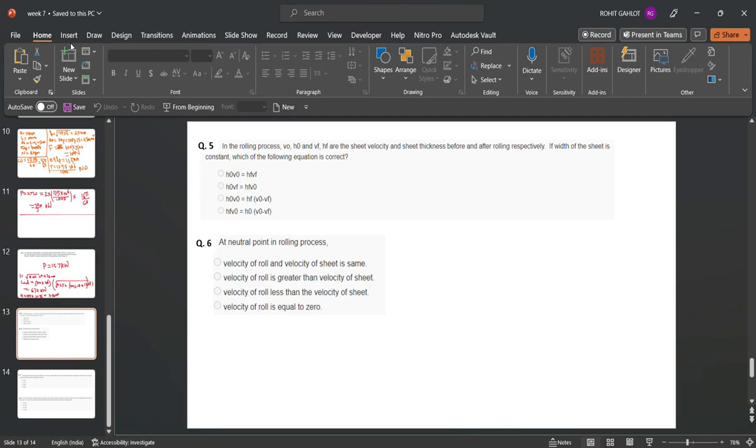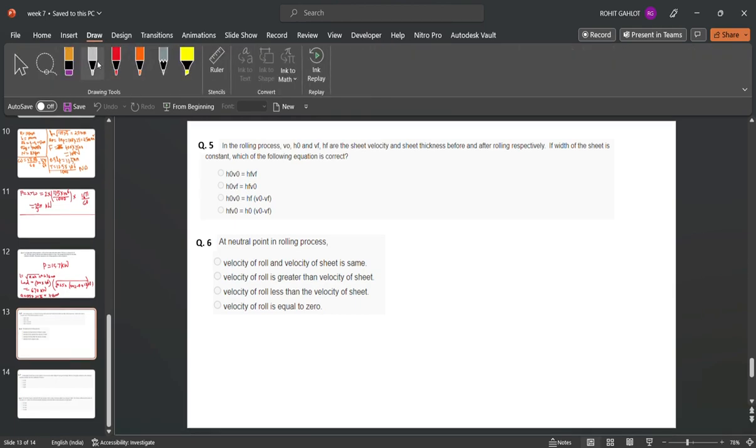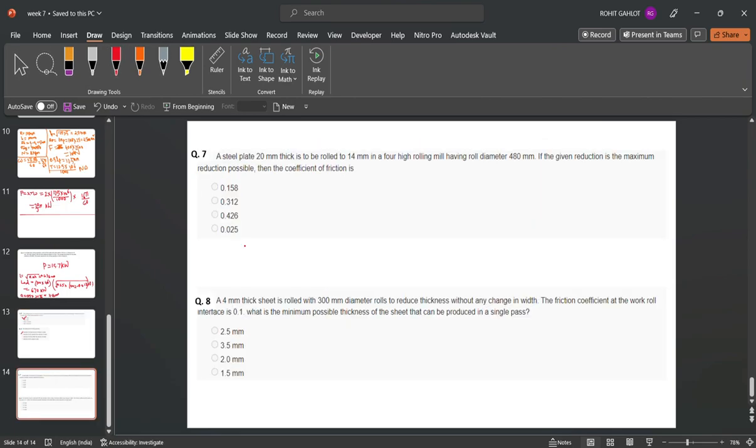So as we were solving this, and as we have already discussed, the correct answer will be first A1. Now coming to the neutral point, the velocity of the roll is equal to the velocity of the seat. Now coming to the next problem.